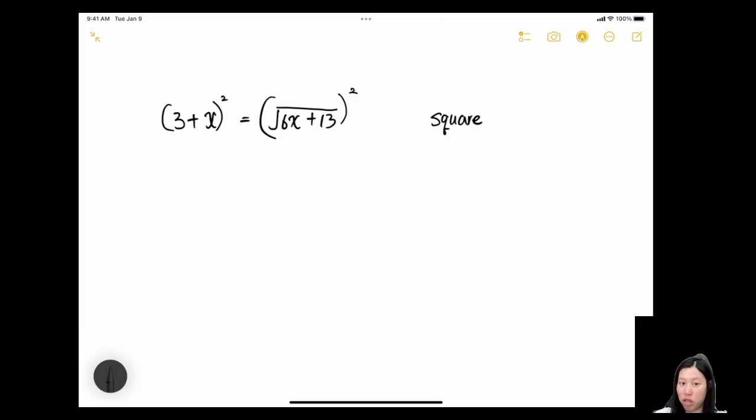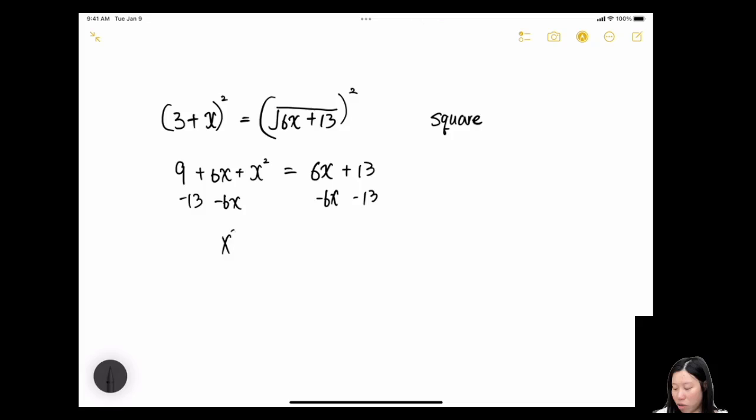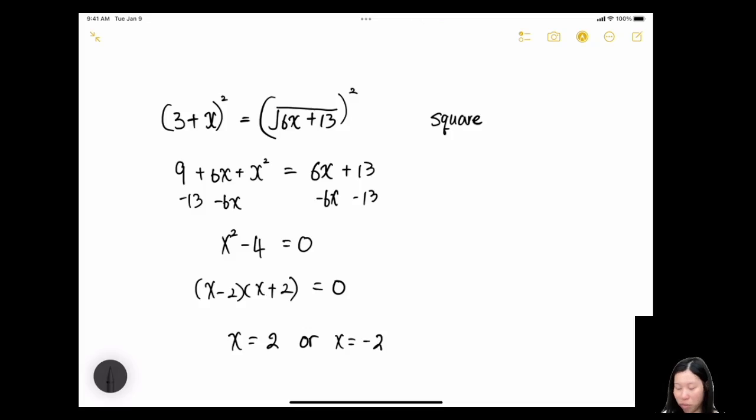So this is the perfect trinomial. It equals 9 plus 6x plus x squared equals the square root squared. You cross cancel, you have 6x plus 13. And then set the equation equal to 0. So we subtract 6x on both sides, and then minus 13 on both sides. So I end up with x squared minus 4 equals 0. This is not hard. The difference of squares, we factor, we have x minus 2, x plus 2 equals 0. So I have x equals 2 or x equals negative 2.